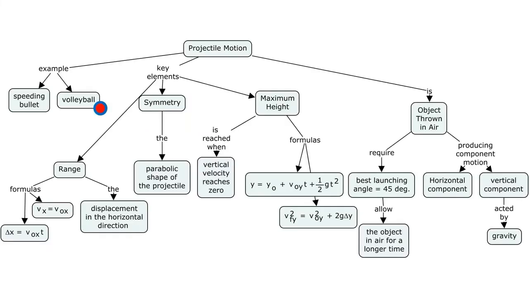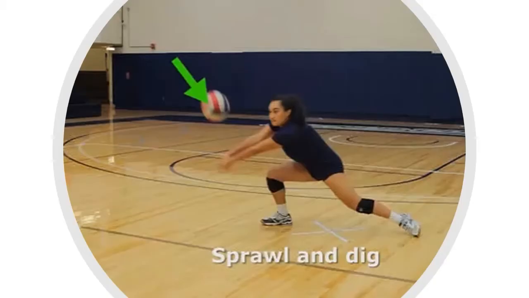Another example of a projectile motion is the volleyball. The volleyball is one example where you more often see the trajectory of a projectile motion. The trajectory resembles a parabolic path.